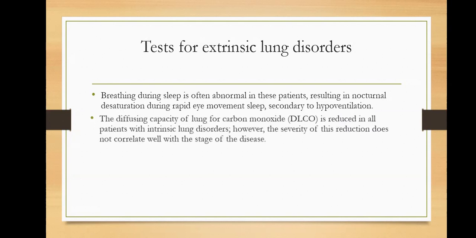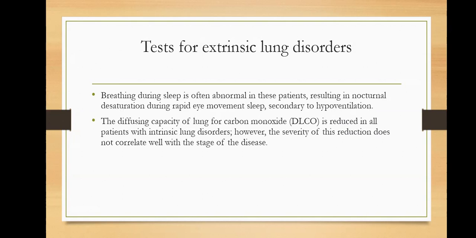The diffusing capacity is reduced in all patients with intrinsic lung diseases, but the severity of this reduction does not correlate with the stage of the disease, because sometimes patients may have reduced carbon monoxide diffusion capacity but still have normal oxygen saturation. They desaturate only when they exercise. So all patients with intrinsic lung diseases have reduced carbon monoxide diffusion, but it does not correlate well with the severity of the disease.